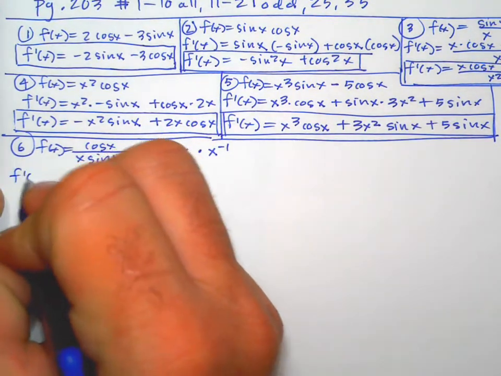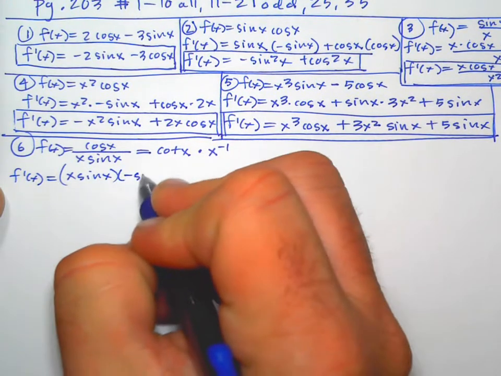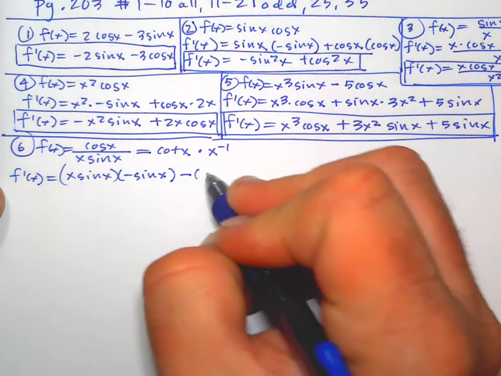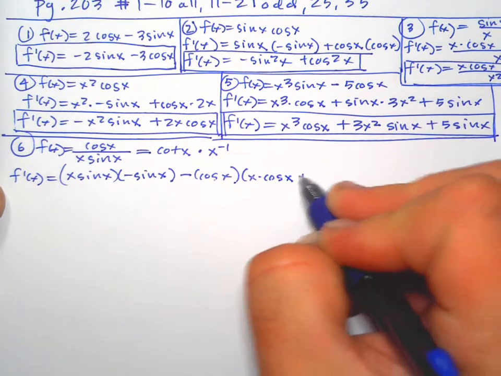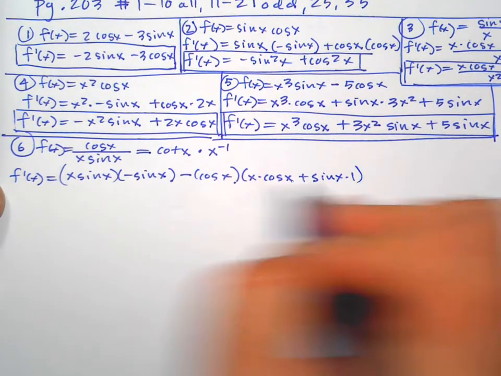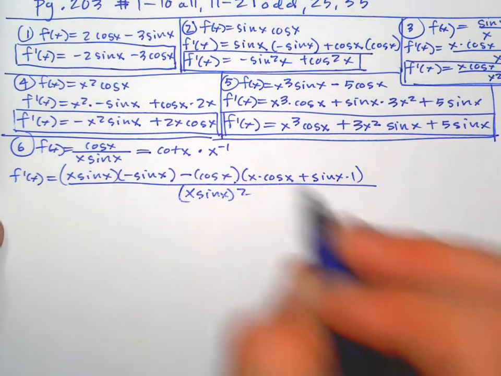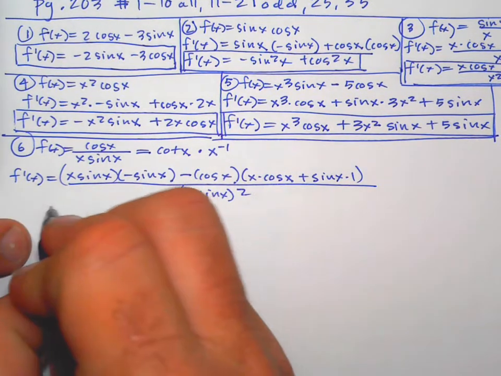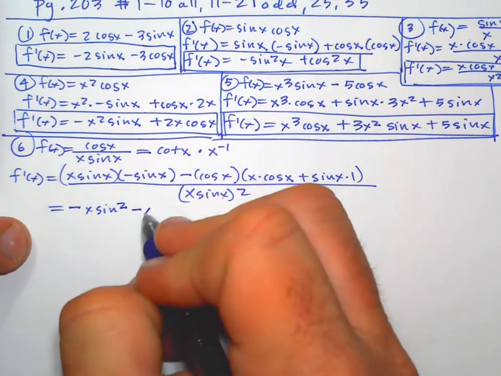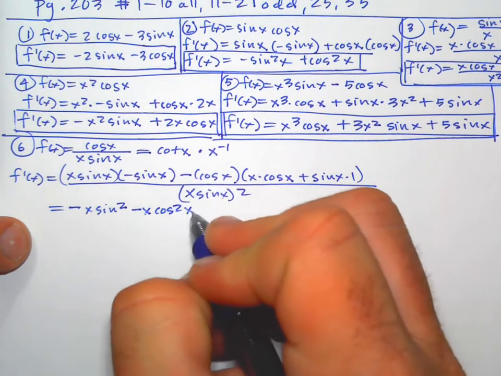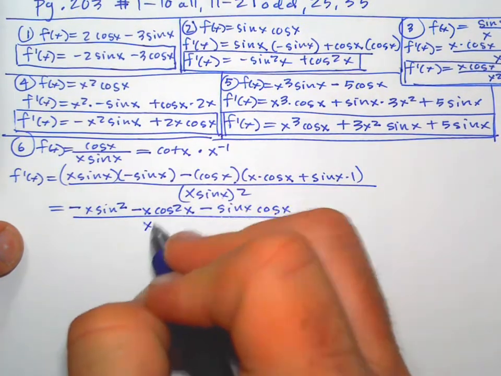If you did quotient, you get low d high minus high d low. Got a little product rule in there. All over low squared. So then we're going to clean that up. So we're going to get negative x sine squared minus x cosine squared minus sine x cosine x all over x squared sine squared.